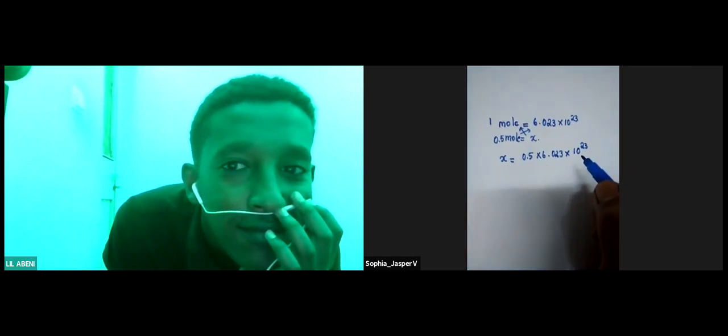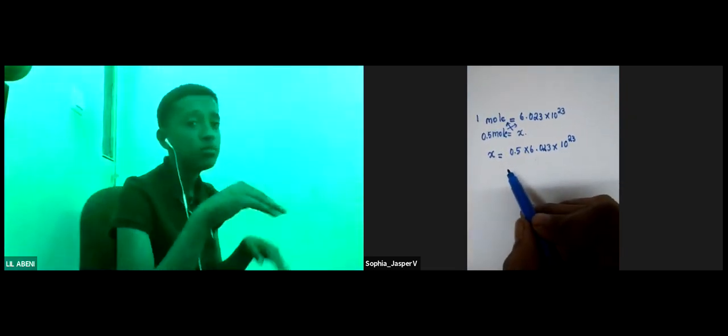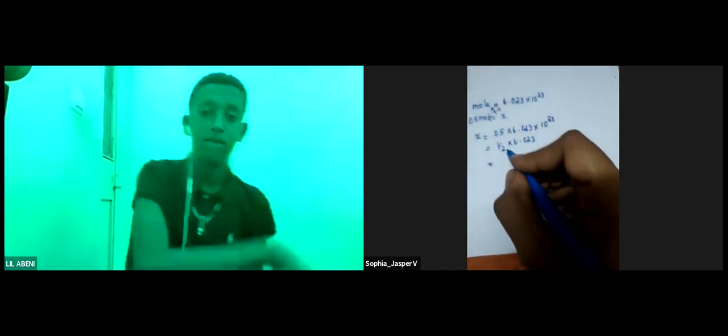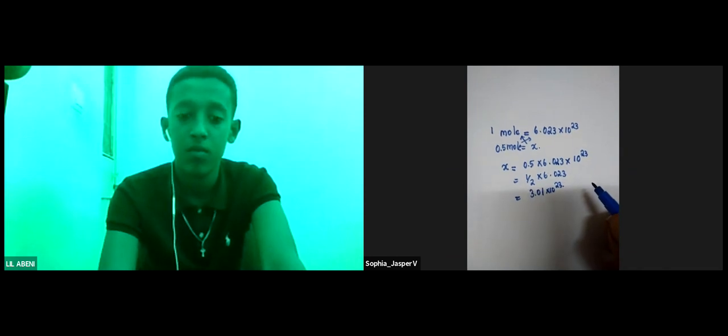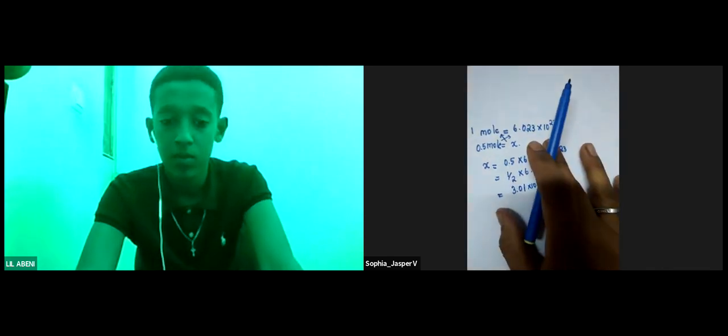Okay, are you able to see now? Now, X is, what is the answer? 0.5 into 6.023. 0.5 can also be written as half, right? So half of this, what is half of 6.023? 3.01. Yes, that's right. So 3.01 into 10 to the raised 23 is going to be your answer. Okay, understood? Always remember this value and half of it.